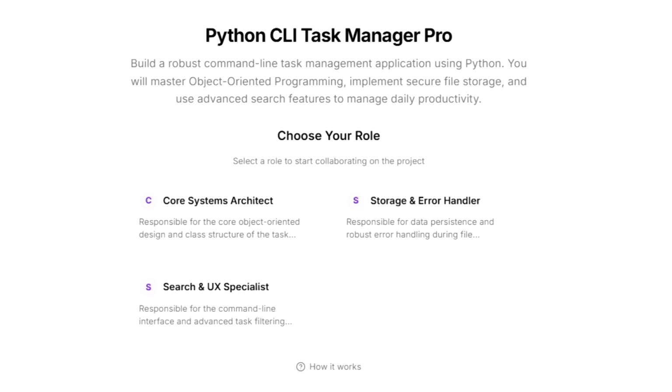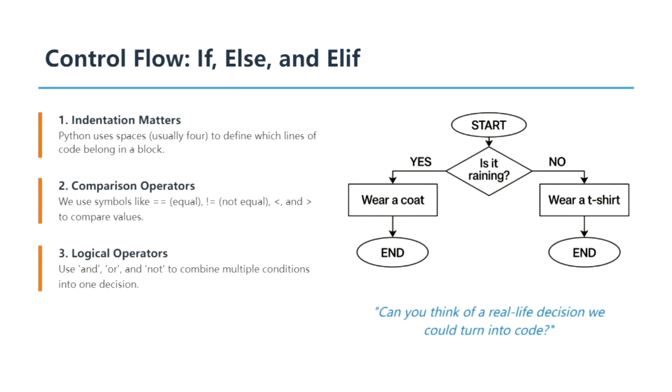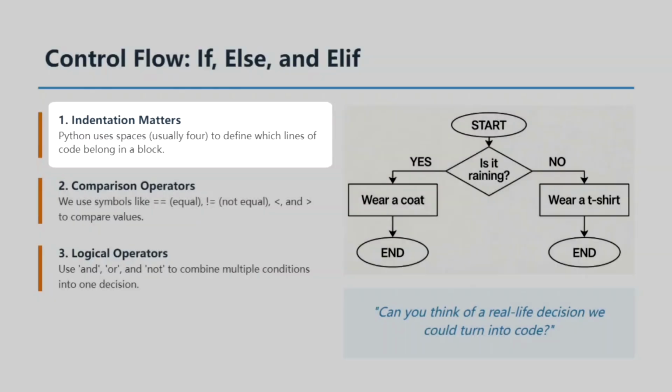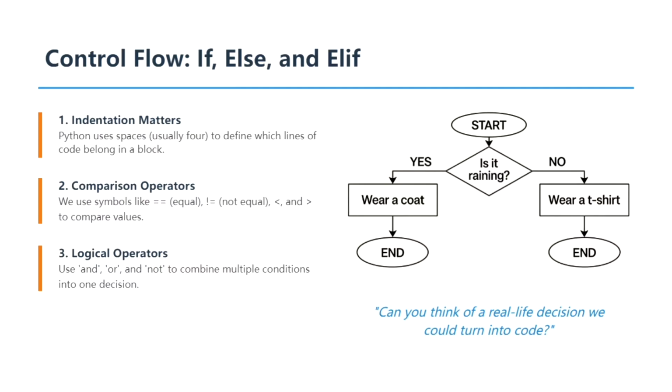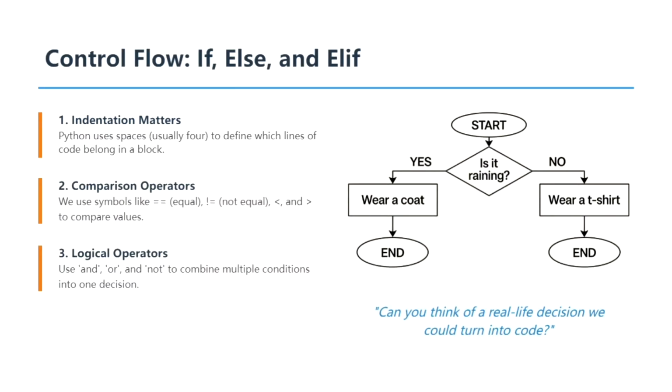Now that we've mastered how to store data in variables, let's learn how to make our programs actually do something with that information. This is where control flow comes in, using if, else, and elif statements to guide our program's logic. The most important rule in Python control flow is that indentation matters. Unlike other languages that use brackets, Python uses spaces to define which code belongs inside a decision block. If you forget your spaces, the code won't know which instructions belong to which choice.